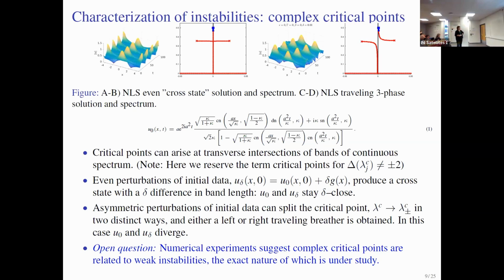But if you have an asymmetric perturbation of the initial data for the cross state, then your band of spectrum breaks here at the critical point, and you have these two disjoint bands, and it can perturb in two different ways. So you can have either a left or a right traveling breather. In this case, if you're monitoring the growth of the difference between U naught and U delta, you'll see that they are diverging. The experiments that I'll show you later also suggest that complex critical points are related to some type of weak instability, the exact nature of which is under study.